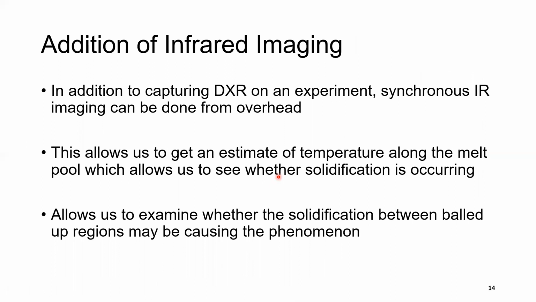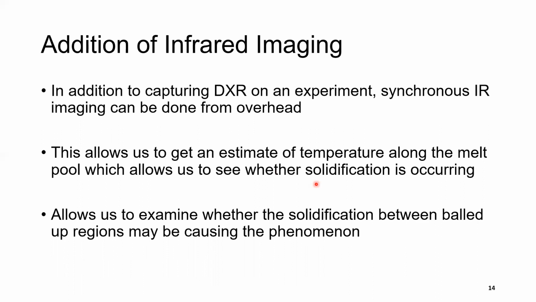In addition to this high-speed X-ray imaging, often referred to as dynamic X-ray imaging, or DXR, we were able to use some synchronous infrared imaging that can be done from overhead. The main purpose of using IR imaging is that it allows us to get an estimate of the temperature along the melt pool, which lets us see whether solidification is occurring. And this is particularly important given the fluid flow explanation for this phenomenon.